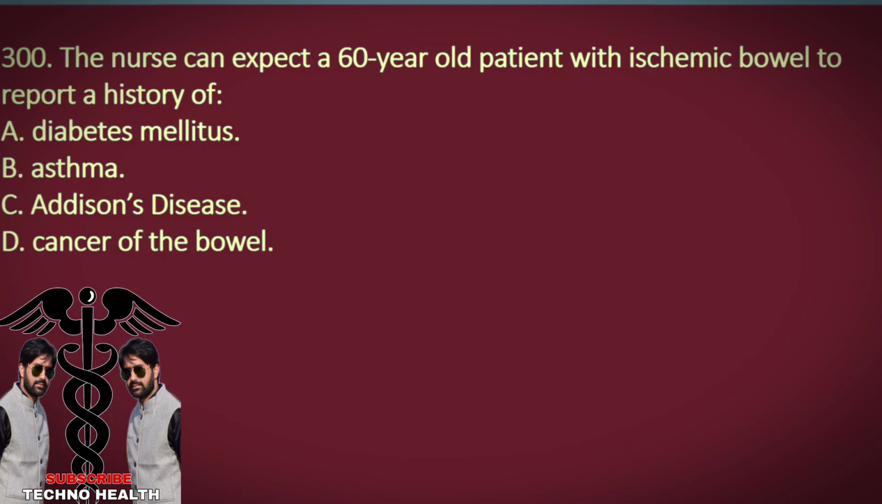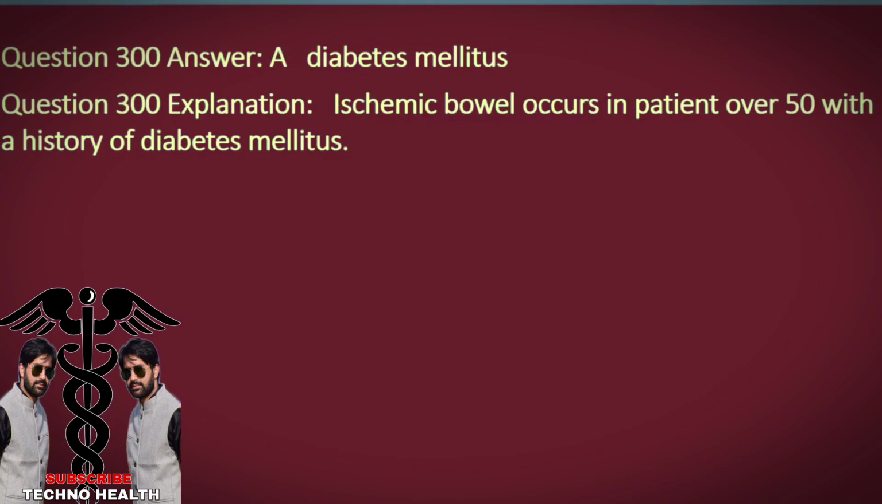Question 300. The nurse can expect a 60-year-old patient with ischemic bowel to report a history of A. Diabetes mellitus, B. Asthma, C. Addison's disease, D. Cancer of the bowel. Question 300 Answer, A. Diabetes mellitus. Question 300 Explanation. Ischemic bowel occurs in patients over 50 with a history of diabetes mellitus.